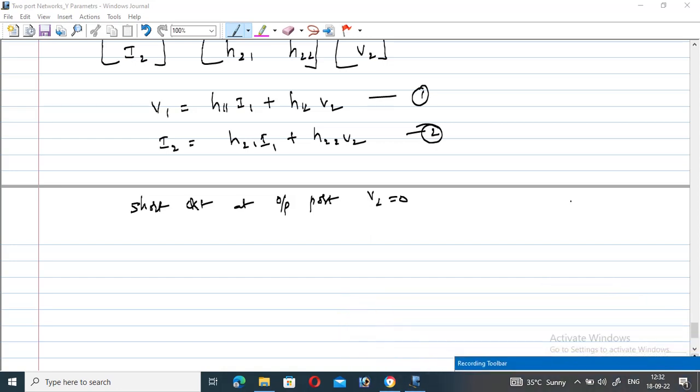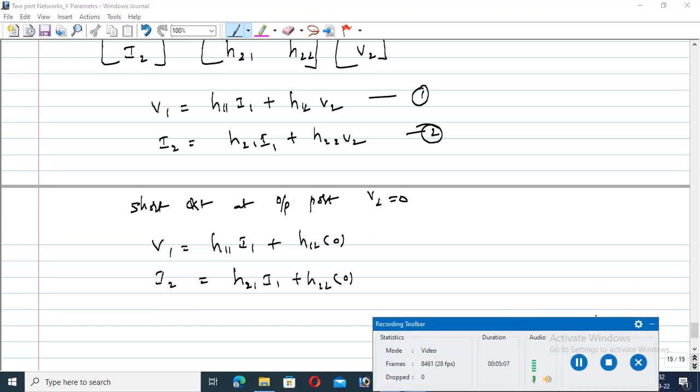Short circuit means that the output port is equal to 0. Short circuit means that the output voltage at a short-circuited port must be 0. Therefore, from this equation, V1 is equal to H11 into I1 plus H12 into 0, as well as from the second equation, I2 is equal to H21 into I1 plus H22 into 0, right? These are the two equations, right?